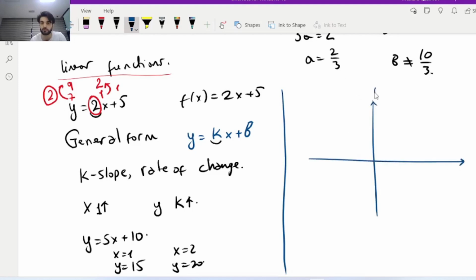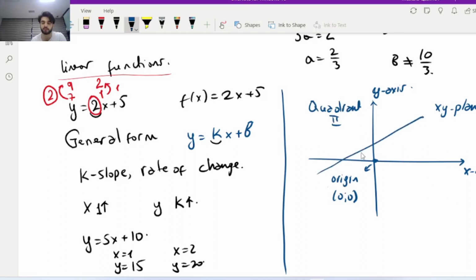For the graph, first, we call this the xy plane. We call here the y-axis, here the x-axis. This point is the origin. It is the 0 and 0 point. We call this one the first quadrant, second quadrant, third quadrant, and fourth quadrant.